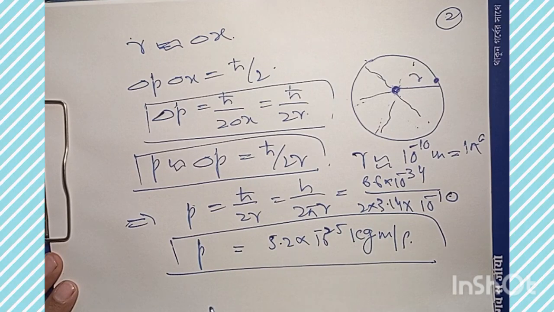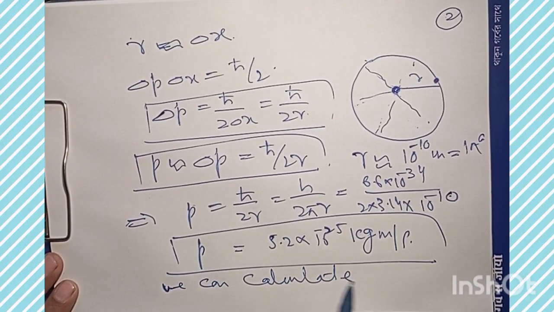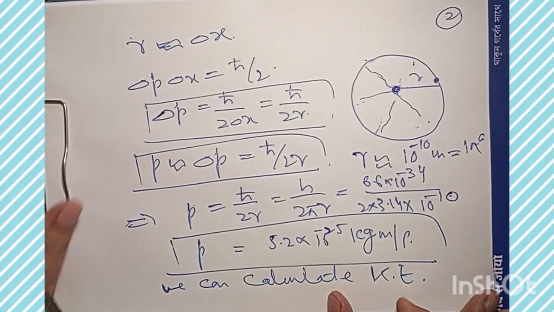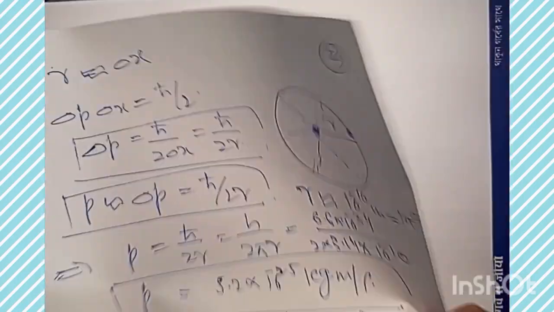Right. So as for this momentum, we can see that it is non-relativistic, right? So the kinetic energy of this electron can be calculated. We can see that this momentum is non-relativistic, so this is to be proceeded.